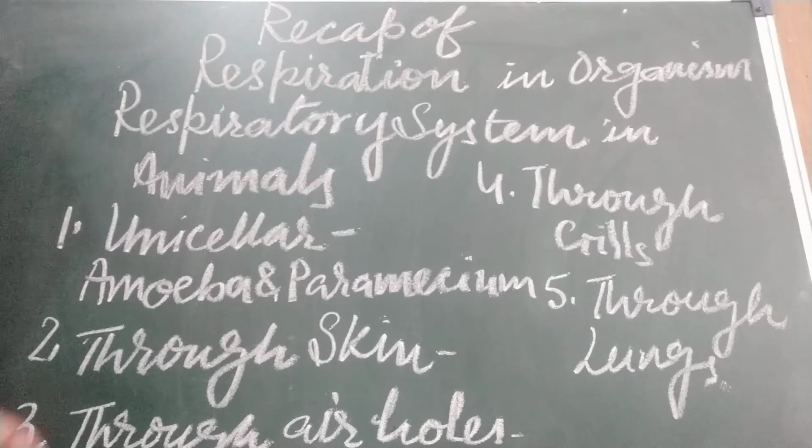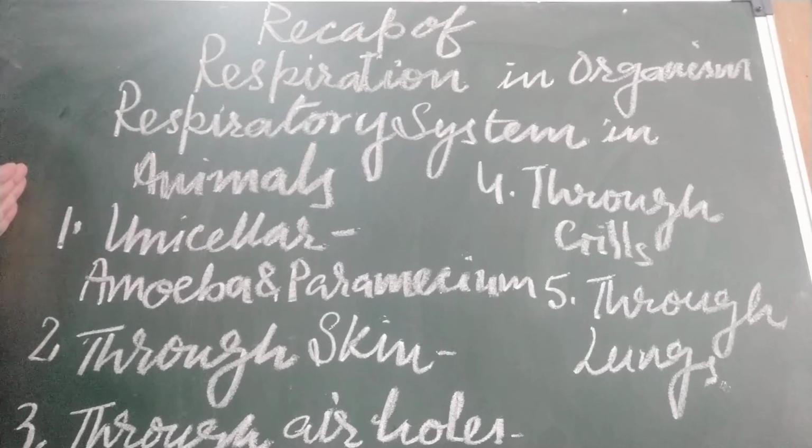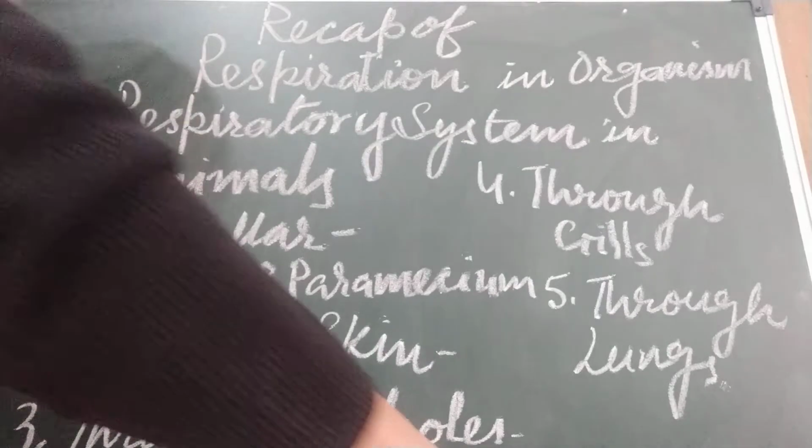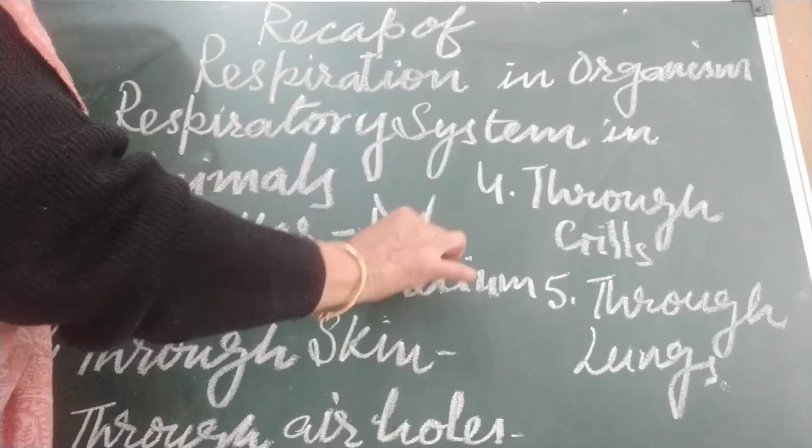Now children, we are going to discuss the respiratory system in animals. Different animals, you know, from unicellular to multicellular, there is a large range of organisms. First, we are going to discuss unicellular organisms, examples of which are amoeba and paramecium. Here, the exchange of gases takes place by direct diffusion.